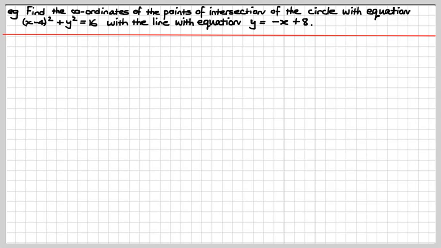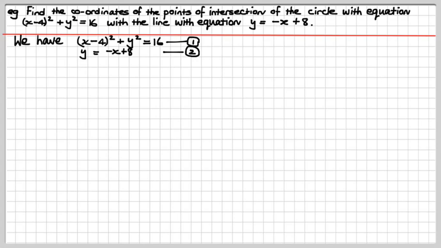So, what do we got here now? Find the coordinates of the points of intersection of the circle with that equation, which has a centre of x is 4, y is 0, radius 4, with the line with equation y equals minus x plus 8. There's no literals in this. I'm just giving you a straight simultaneous equation, right?